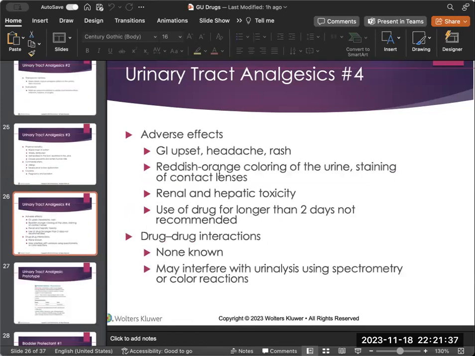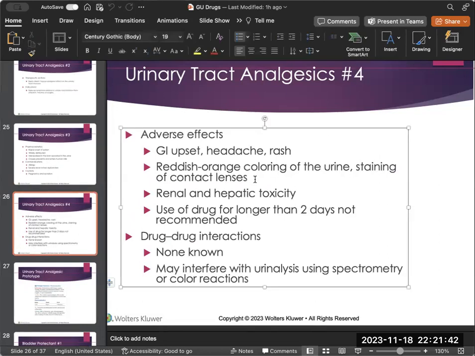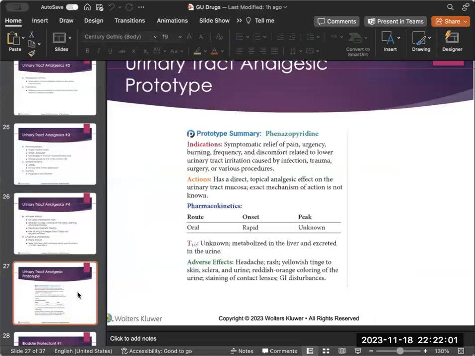So, very quick: metabolized in the liver, excreted in the urine, so always watch out for kidney and liver problems and allergies, okay? Always watch out for pregnancy and lactation, when it crosses the placenta and enters human milk. So, adverse effects: GI upset, headache, rash. Tell your patients, okay? Hey, reddish orange coloring of the urine is going to be normal and it could stain your contact lenses, so be careful with those, okay? And we don't want to use the drug longer than 2 days because it can cause renal and hepatic toxicity. Not really many drug interactions with that one, so it's not too bad, okay?